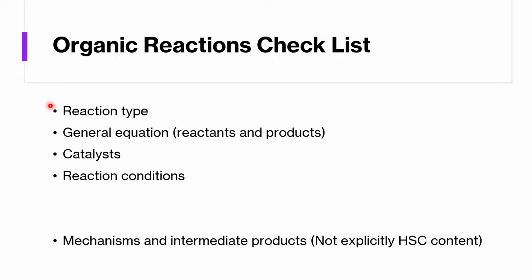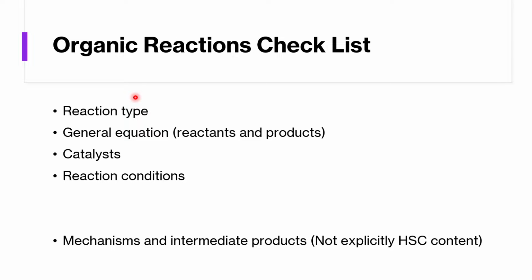The first thing that we need to know is the reaction type, the name of the reaction. So for example, today we're looking at reactions of addition to alkenes as well as substitution of HX to alkanes. That's the reaction type. We then need to understand the general equation. What are the reactants always going to be? What is the reaction always going to produce?